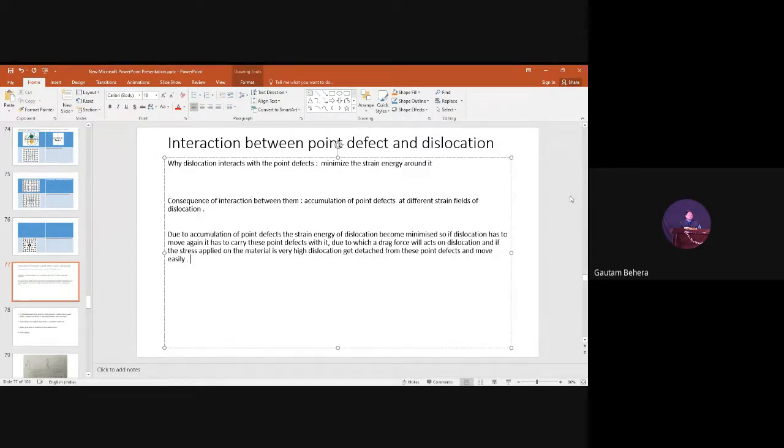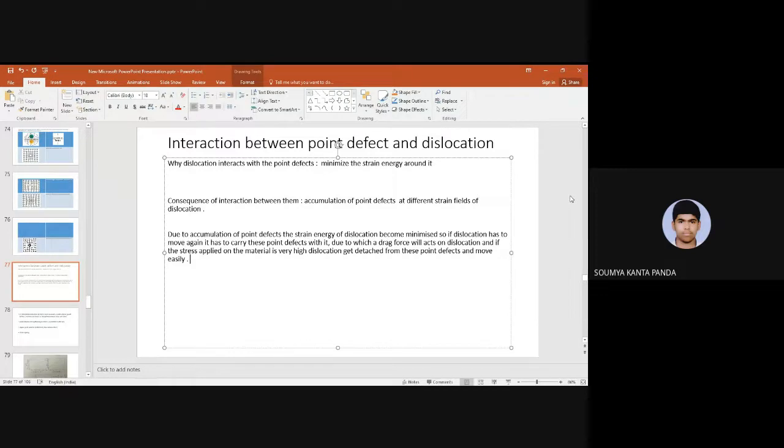How does addition of a solute atom increase strength? Suppose I am adding carbon. Okay, let me give an example. Suppose I add carbon to the iron. How will the strength increase? Just correlate those things, as I have told. The strain fields and the last statement I have written. Just read out the last statement. Everything is there.